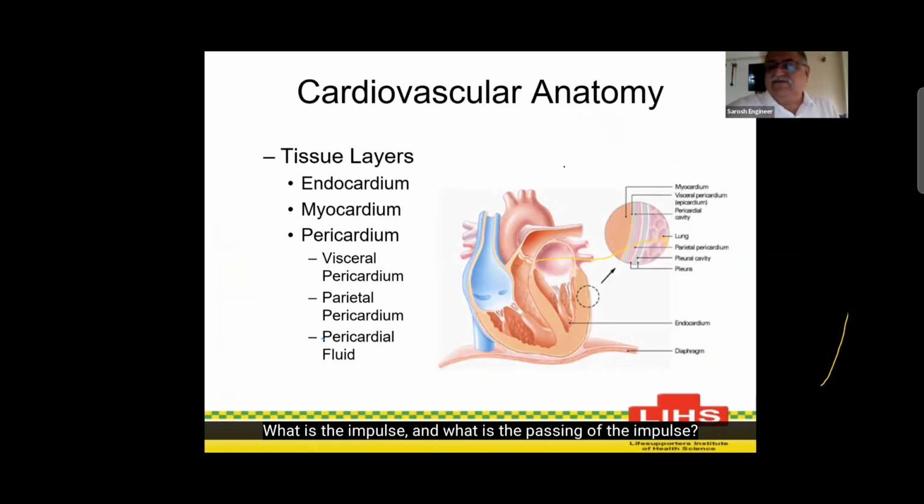What is the impulse and what is the passing of the impulse? We will do tomorrow, not today. Today we are seeing a little structure. Tomorrow we'll do more of function. Or maybe this is the last or the second last slide, and then we'll be stopping.